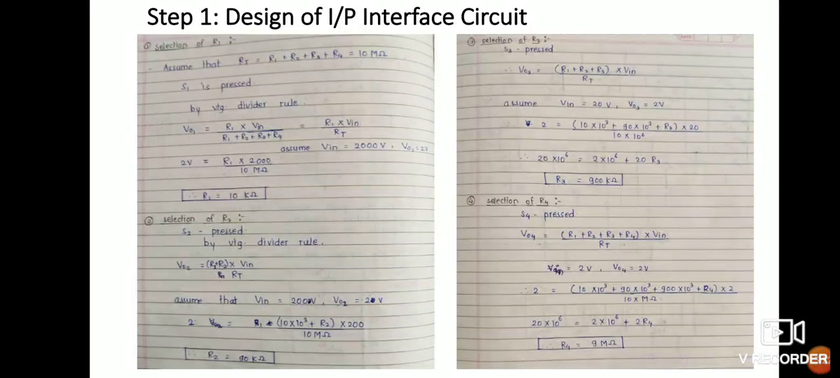Once again, carefully observe and read. It is very simple to design the values of R1, R2, R3 and R4. The attenuator circuit we already learned, so if you take it directly, that is also acceptable. Okay, so we will move to the next steps.